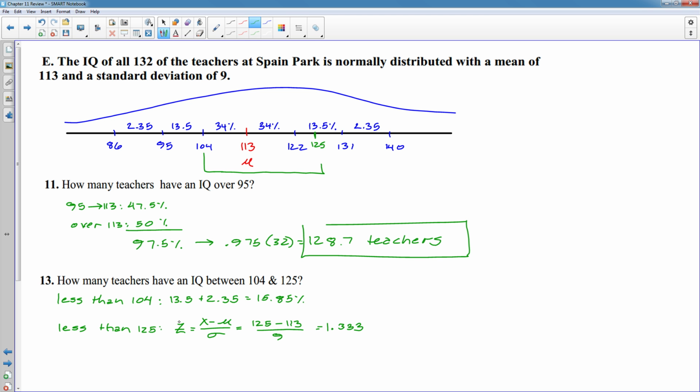Okay, then once you have your z-score, we go to the calculator and we need to find out what is the percent to the left of that z-score. So now I do norm CDF in the calculator, and we do -4 comma 1.333, and that will give you the percent that's actually less than 125.